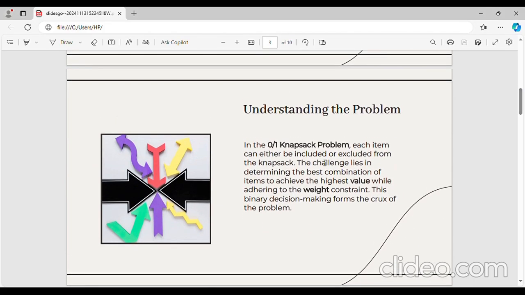In the 0/1 knapsack problem, each item can either be included or excluded from the knapsack. The challenge lies in determining the best combination of items to achieve the highest value while adhering to the weight constraint. Because there are n items and each item has a weight associated with it, if we are given a total weight, then we have to make combinations of items in such a way that the total lies within or equal to the assigned weight. We cannot add items greater than the assigned weight. So we have to find the item combination such that it always stays within the weight constraint. This binary decision making forms the crux of the problem.